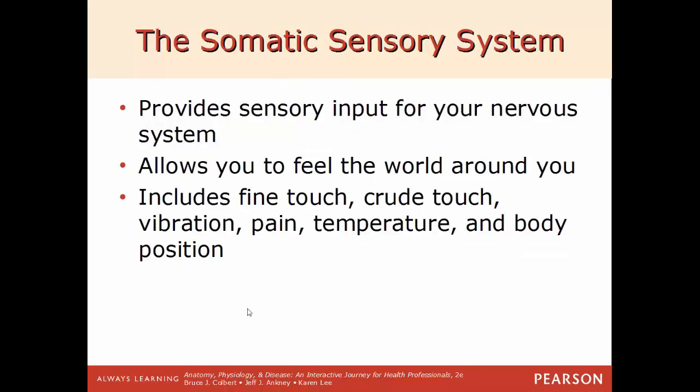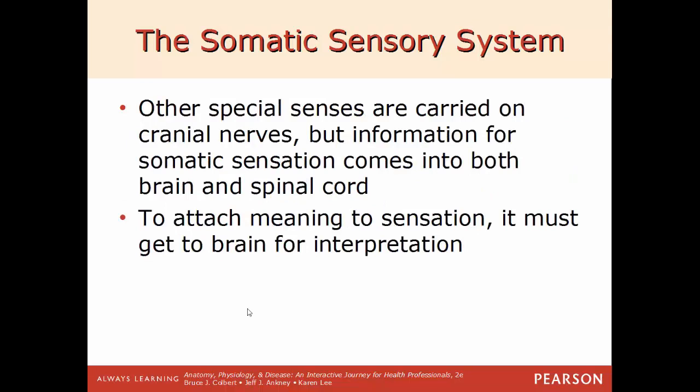All right, now we'll talk about the somatic sensory system. This will provide sensory input for your nervous system. This is what allows you to feel the world around you. All of your sensory information: touch, vibration, pain, temperature, body position. So other special senses are carried on cranial nerves, but information for the somatic sensation comes into both the brain and the spinal cord.